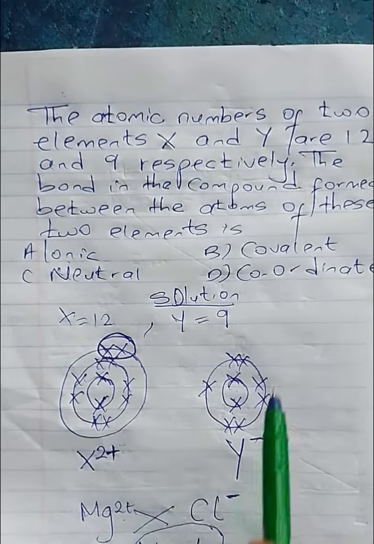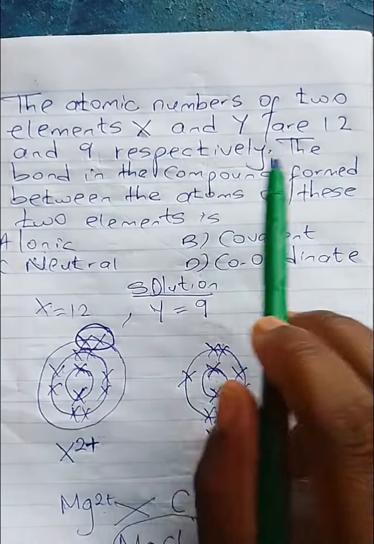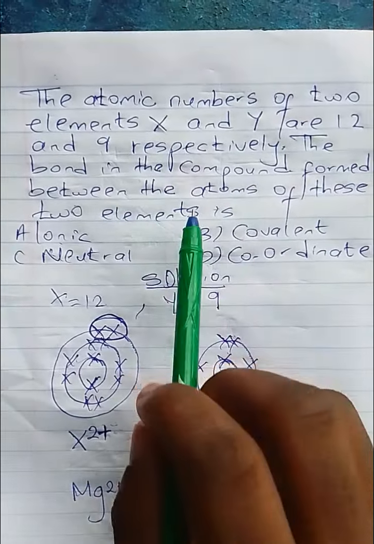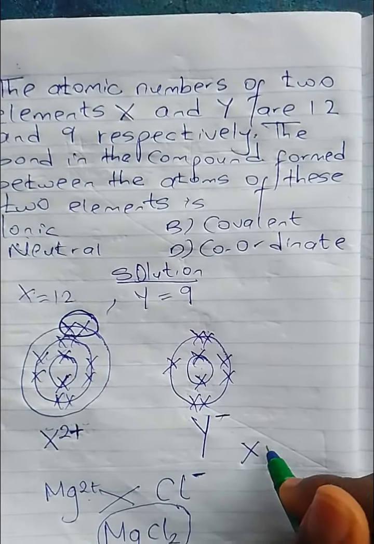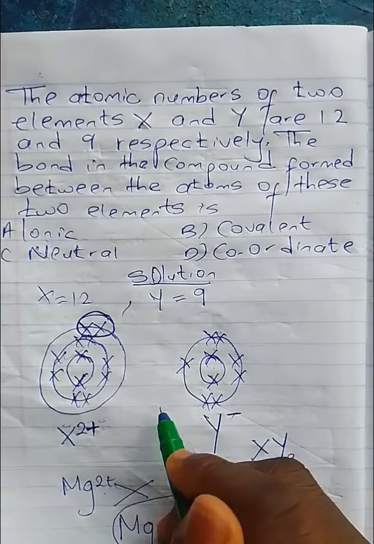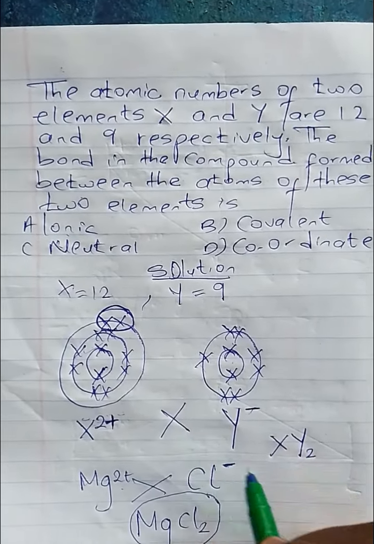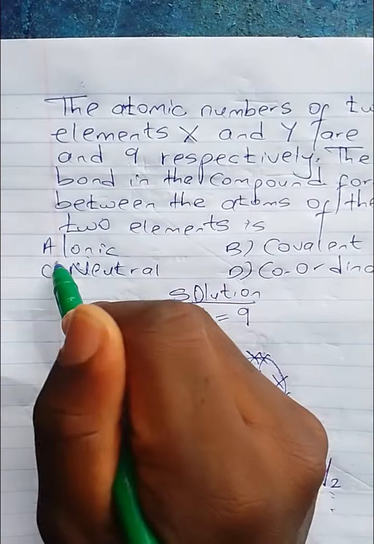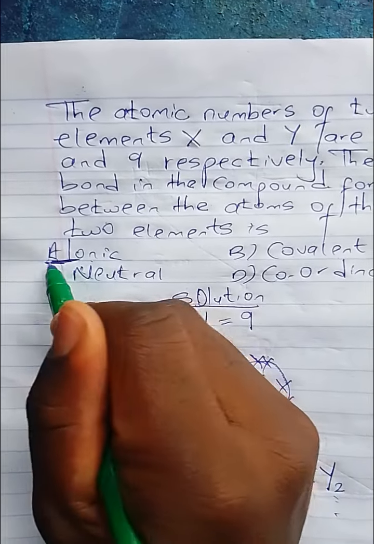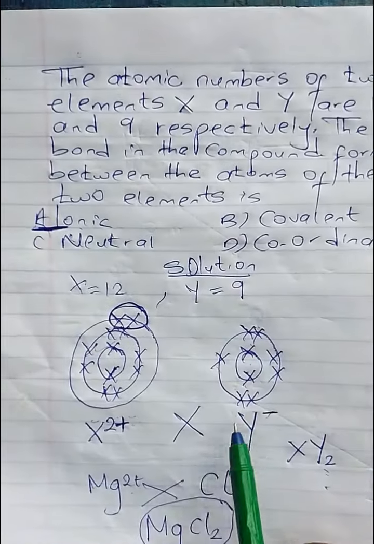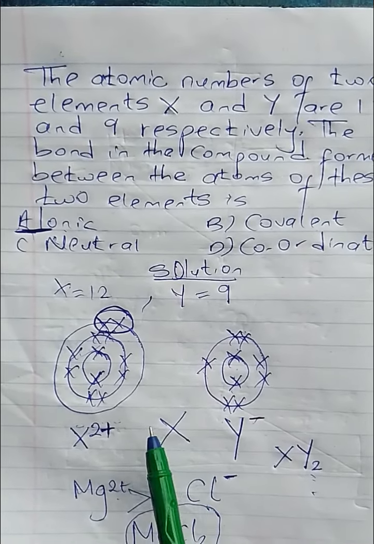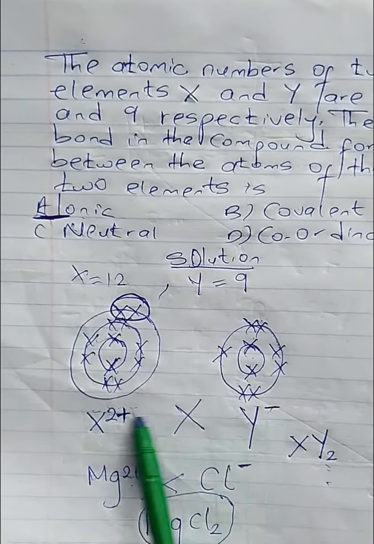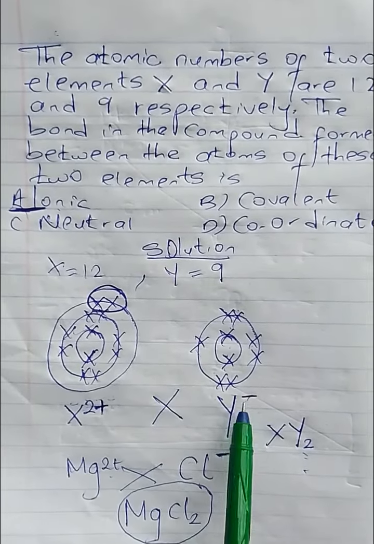Same with this, because the question says the bond in the compound formed between the atoms of these two elements. So if I were to join these two elements, you give me XY2. Why? Because I'm interchanging their valencies, and this has to do with ionic bond. So the answer here is ionic bond. Why? Because there is interchanging of valencies, and also the combination of elements of opposite charges, i.e. a metal and a non-metal.